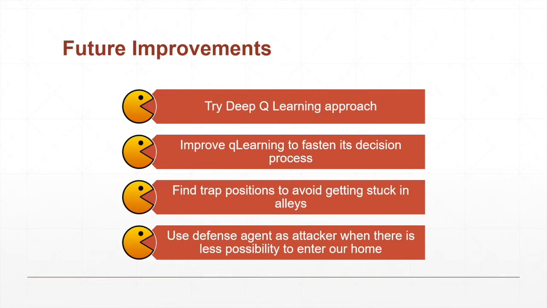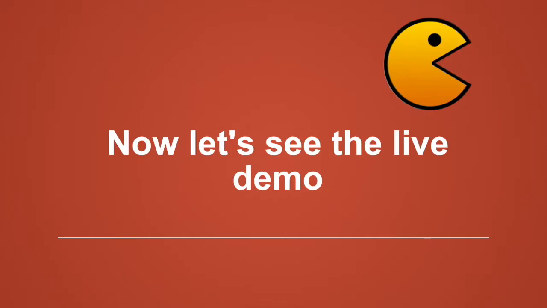The future improvements that we can do are to implement a deep Q-learning approach, improve the Q-learning approach to speed up the decision process, find trap positions to avoid getting stuck in alleys, and also use a defense agent as an attacker, using it as a hybrid offense and defense. Alright, so now let's have a look at the demo for our Pac-Man implementation.